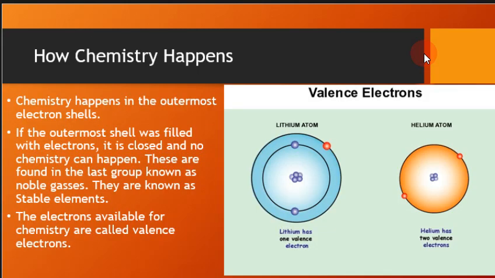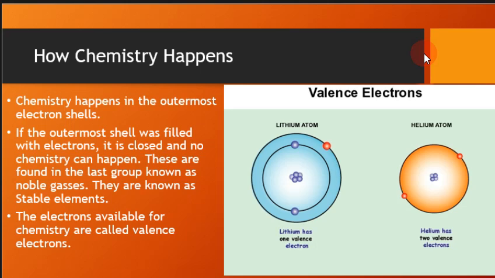All right, how chemistry happens. Chemistry happens in the outermost electron shells. We call those valence electrons. They're ready and willing and able to do chemistry. Now this is helium, and it's only got the one shell, and it's got 2 electrons in there, and it's full. So how much chemistry does helium want to do? None. It doesn't need electrons. It doesn't want to give any electrons away.